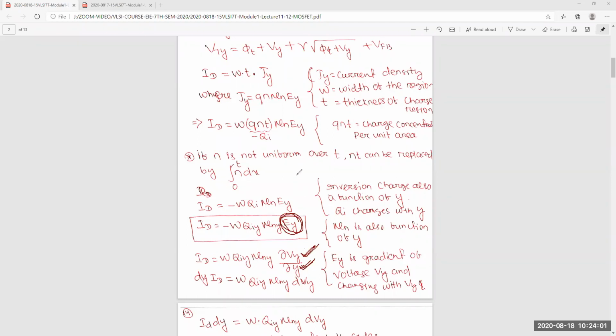Because we are assuming a very small region, but actually we will do the whole region. We will calculate I_D for the whole region. For that I_D calculation, we use that electric field, and that electric field is changing with y, so we will use that here. Okay. So now you will separate dy to this part and dV_y to this part. So now you can integrate.